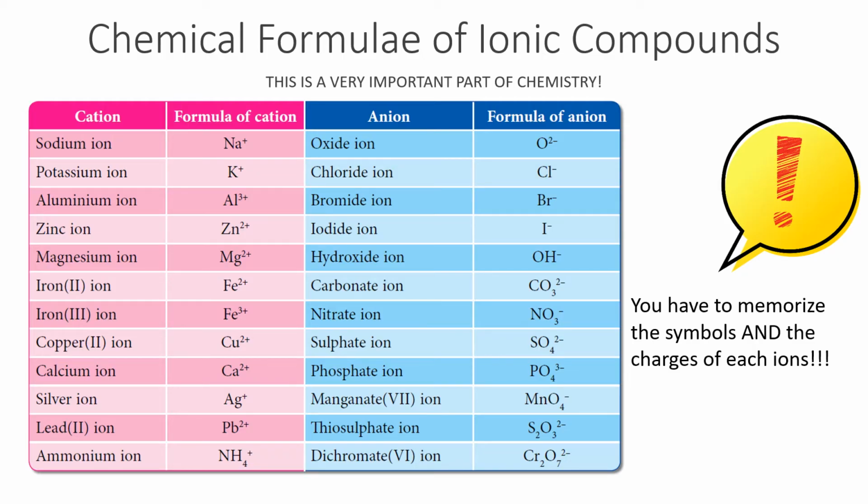Okay, so this is the chemical formula of ionic compounds. This is a very important part of chemistry where you have to memorize the symbols and the charges of each ion. For example, the positive ions, cations: sodium ion, the formula is Na+. Potassium ion, the formula is K+. And the anion, the negative ions. An example is oxide ion, so you have O2-. And so on. So have a look at this.